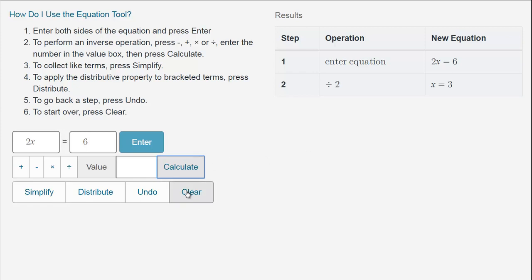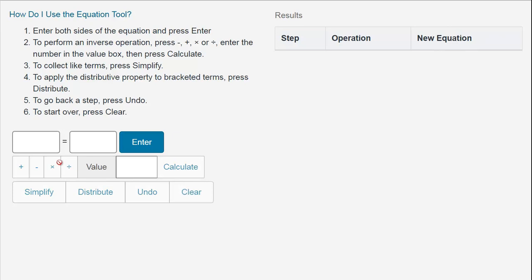So if you want to do another one, click on clear here, so all this is gone. So let's say I had the equation x minus 5 equals 11. I'll click on enter. So whatever x is, it has 5 subtracted from it to give us the number 11. So the opposite of subtracting 5, so I can solve for x, so I can isolate x, is to add 5. So I'm going to add 5 to both sides.